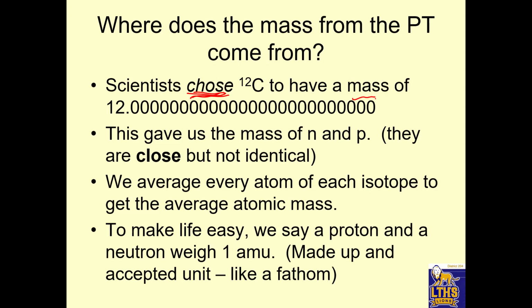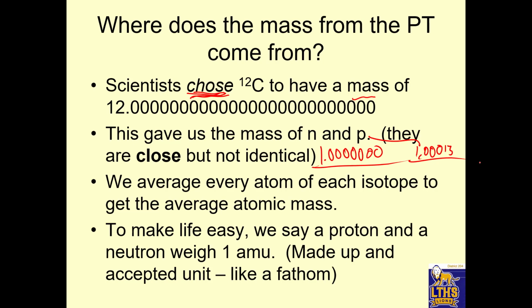This gave us the mass of a neutron and a proton. A proton and a neutron have very, very similar masses. I'm making this up, but if a neutron weighs 1.0000000, a proton would be 1.00013. It's the same for a bunch of significant figures.